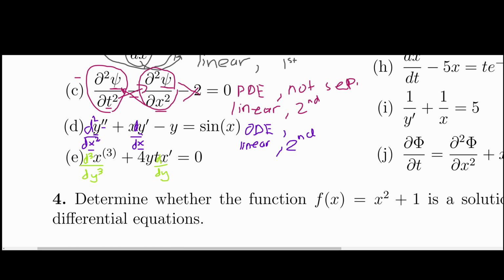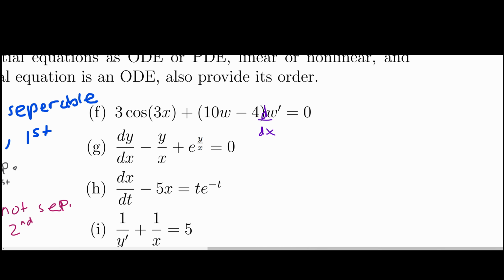Now we're going to be looking at part F. There's only one differential equation here, that being w, so we can write this as dw over dx. Now, is it an ODE or a PDE? For this, we only have to look at this differential equation. And since it is being derived by x and only x, it is an ODE. Now we look to see if it is linear or nonlinear. I said before that it has to be outside by itself for it to be linear.